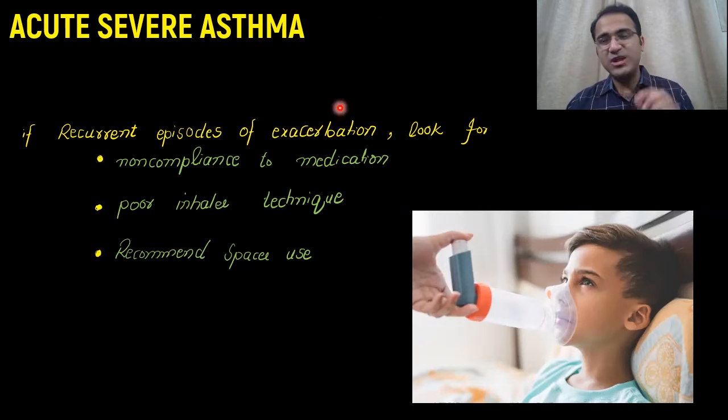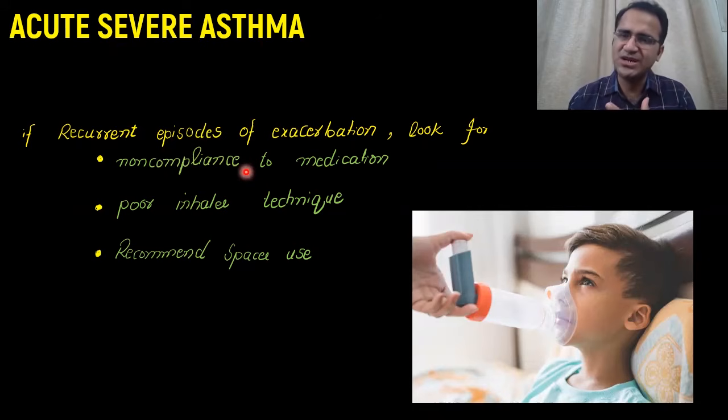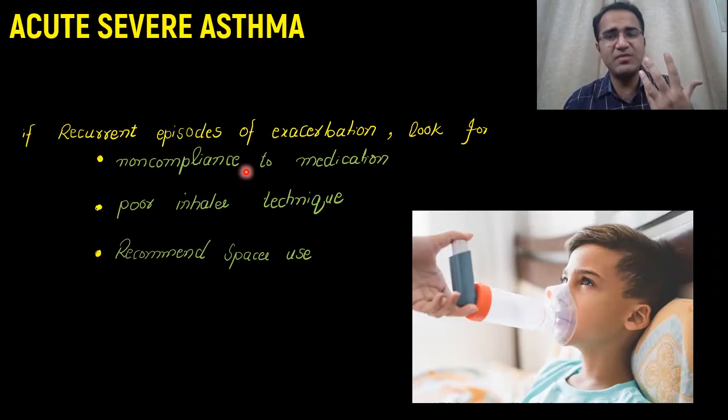If the patient is developing recurrent episodes of acute exacerbation of asthma, there are few things that you need to look for. You must look for non-compliance with the medication. Some patients are non-compliant with the medication, therefore resulting in acute exacerbations. Other than that, few patients have poor inhaler technique. Like whenever they are developing asthma, they cannot use inhaler properly and the drug is wasted. Such patients should be trained with spacer. Such patients should be recommended the use of spacer.